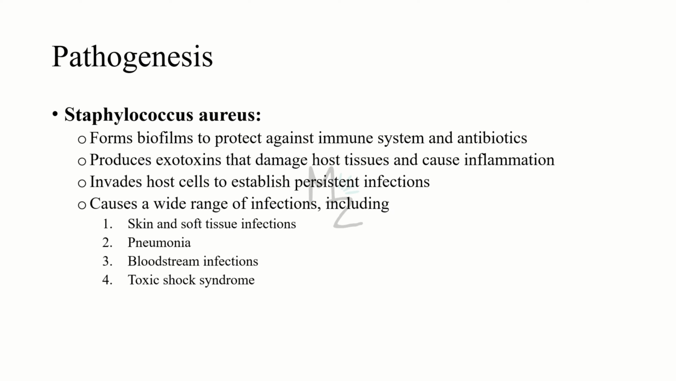And it also produces exotoxins like toxic shock syndrome toxin type 1, maybe enterotoxin, exfoliative toxin that damage host tissues and cause inflammation and many infections, and it invades host cells to establish persistent infections and causes a wide range of infections including skin and soft tissue infections, pneumonia, bloodstream infections, and toxic shock syndrome.